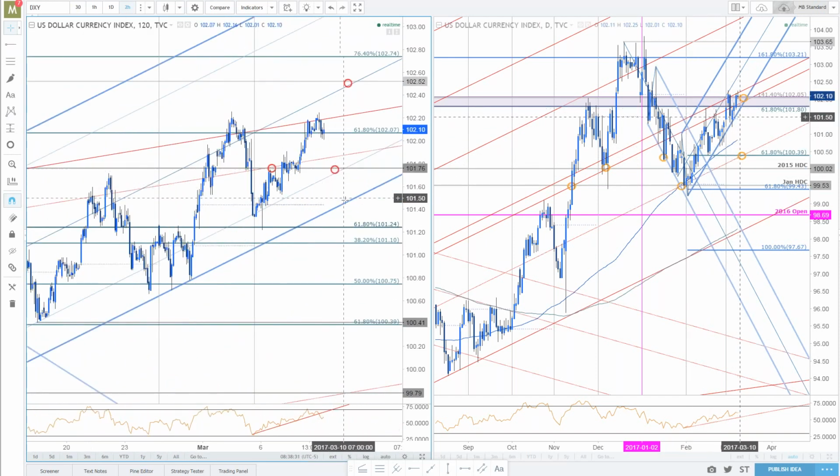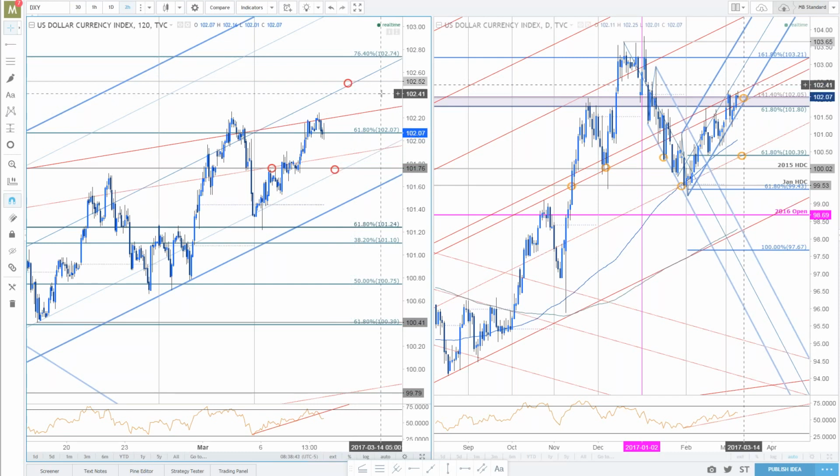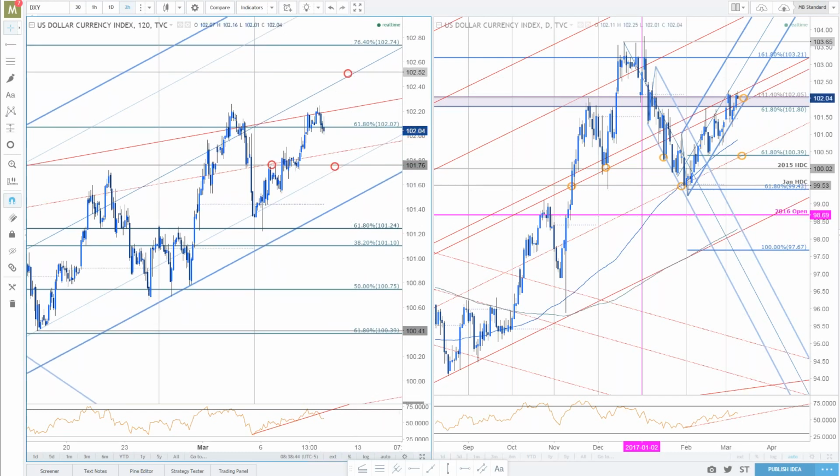And below that, you're basically looking for a drop back into the weekly open, into the monthly open, which is also the lower parallel. So risk is for a pullback. Watch 101.76 on a topside break, 102.50 and 102.75. Any questions on the dollar index?